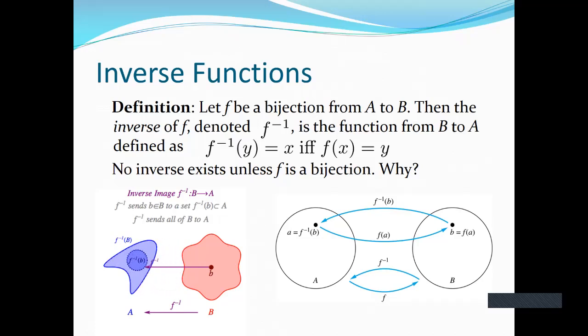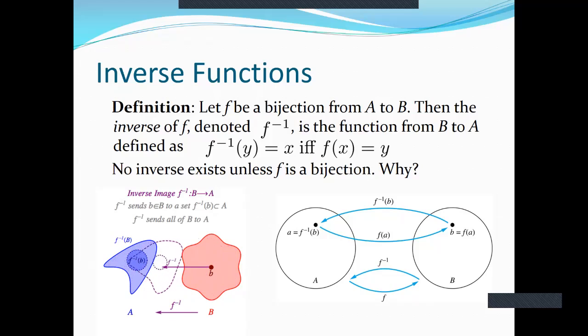Okay, what do we mean by the inverse function? Remember, we can only find the inverse function of a bijective function. So let's see the definition. Let f be a bijection from A to B. Then the inverse of f, denoted by f to the power of -1, is a function from B to A defined by f inverse of y is equal to x, if and only if f of x is equal to y. So since y is equal to f of x, f inverse of y is x.